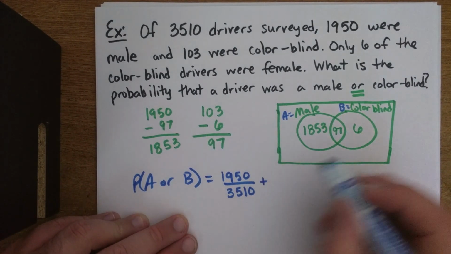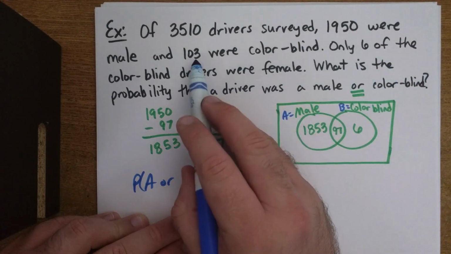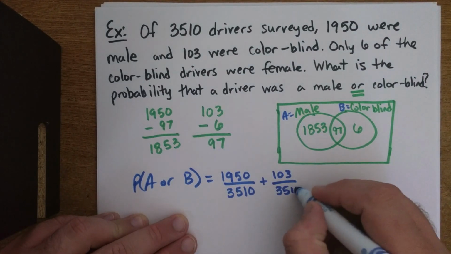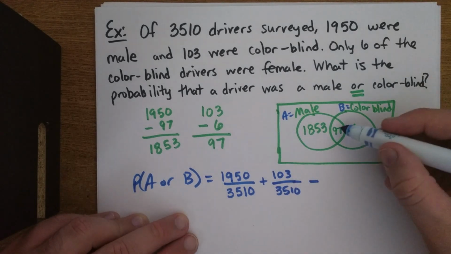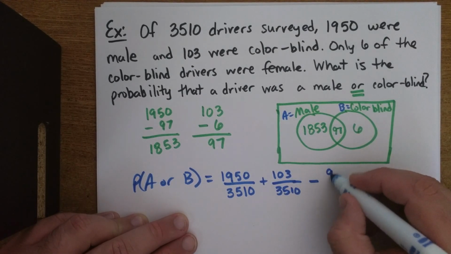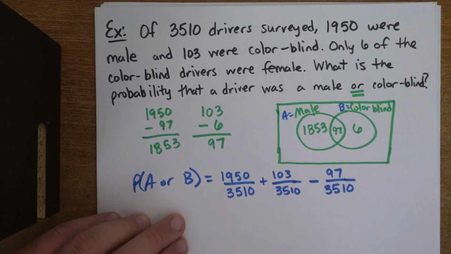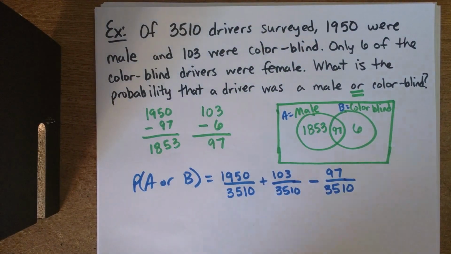We're going to add the probability of being colorblind. If you go to the problem, there were 103 total colorblind. And then, just like we said, we have to subtract out the intersection. So we have to subtract out 97.